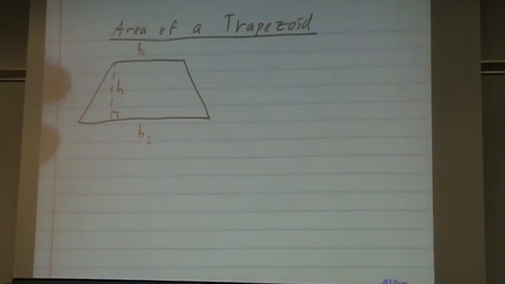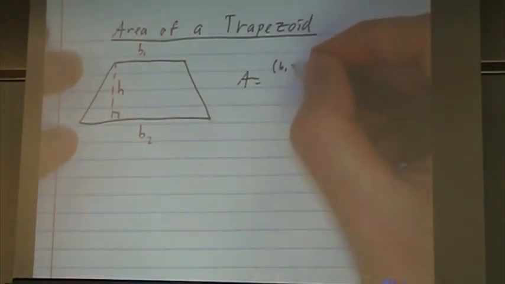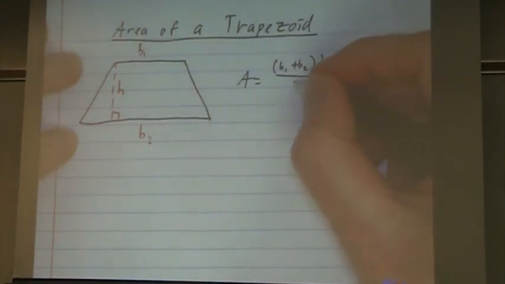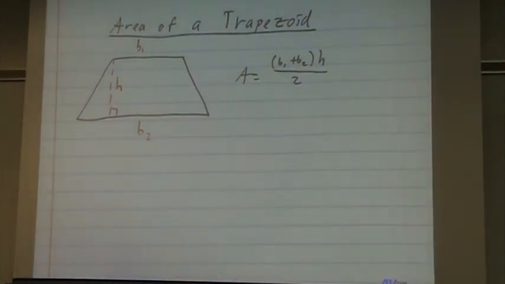And the area formula equals base 1 plus base 2 times the height, and divide all that by 2. So all you do is you add the bases, multiply by the height, and divide by 2.